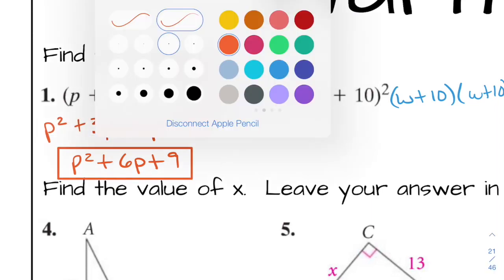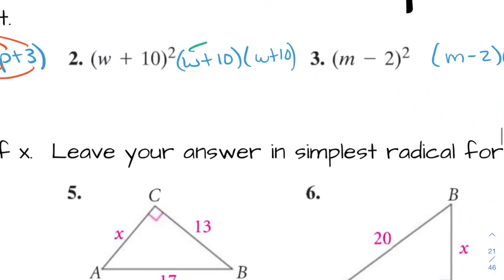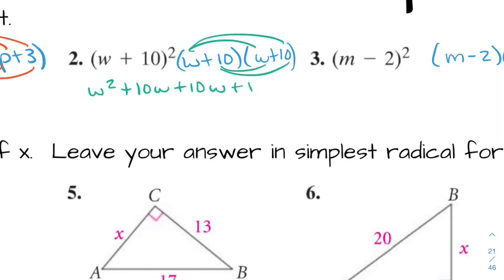All right, second one, we're going to do the same thing. We're going to make sure we multiply everything together. We get W squared plus 10W plus 10W plus 100. And we'll combine like terms. So W squared plus 20W plus 100.